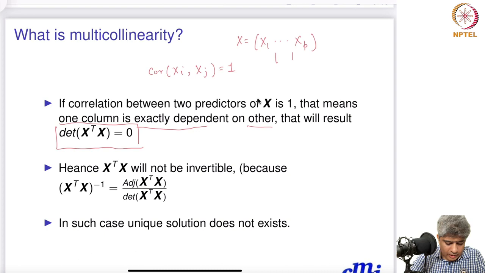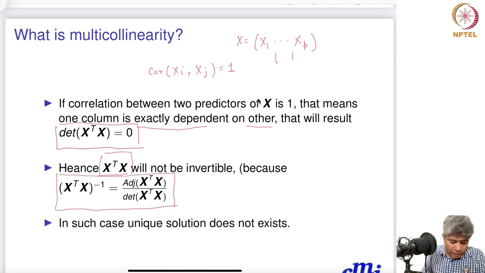So it immediately means that XᵀX is not invertible. Because what is (XᵀX)⁻¹? It is the adjugate of XᵀX divided by the determinant of XᵀX, and if that is 0, that means XᵀX is not invertible. In such a case, a unique solution does not exist.